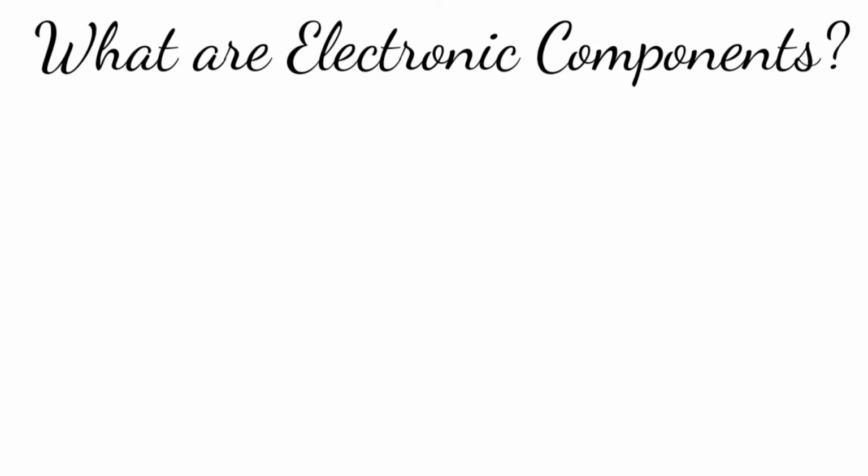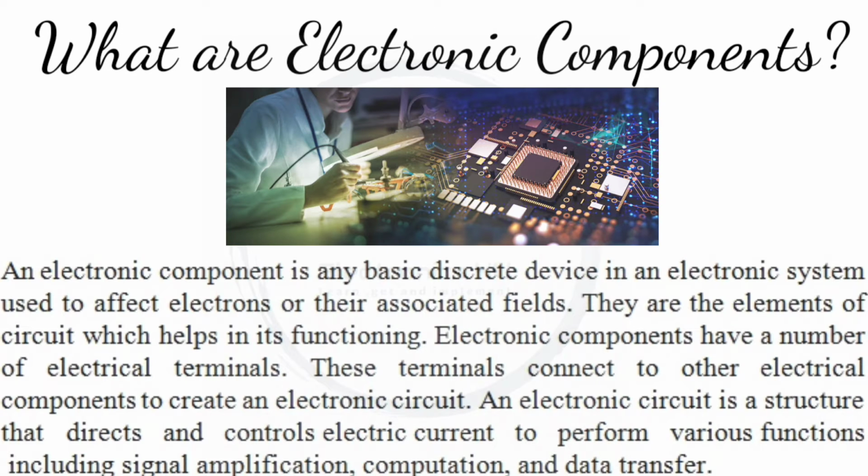Electronics for you. What are electronic components? An electronic component is any basic discrete device in an electronic system used to affect electrons or their associated fields. They are the elements of a circuit which help in its functioning. Electronic components have a number of electrical terminals. These terminals connect to other electrical components to create an electronic circuit.